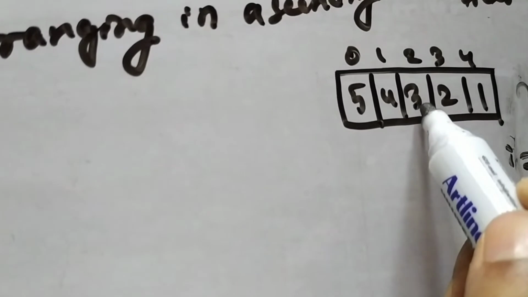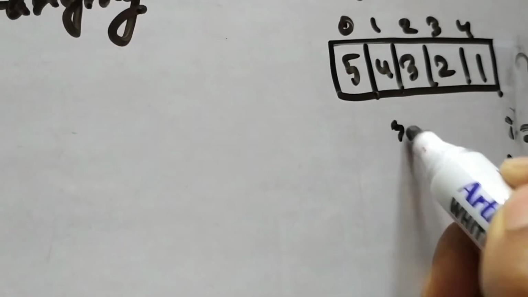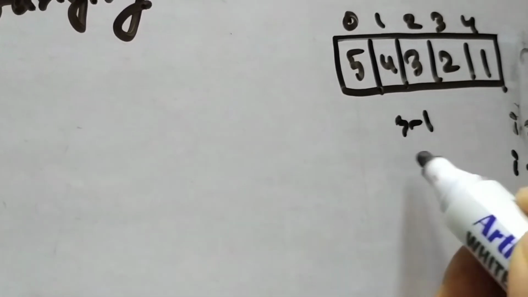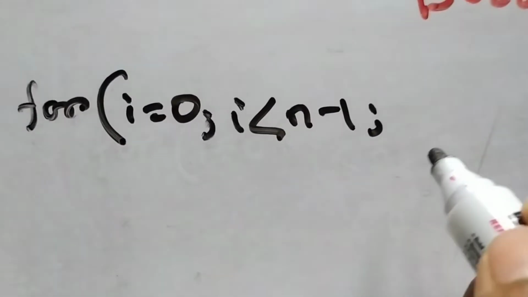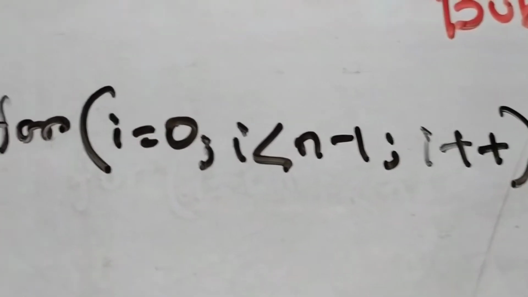Suppose I am asked to find the index number of 3. 3 is on the third position, that is 3 minus 1 equal to 2. 2 is the index number of 3. In this way I will find the index number. That's why I have used this logic, n minus 1. Now I am using the increment operator i plus plus.